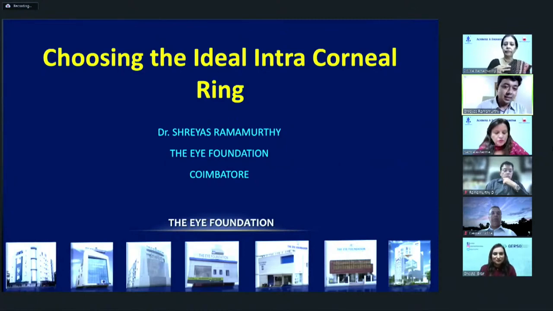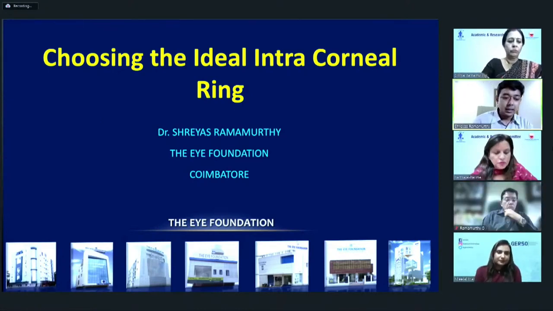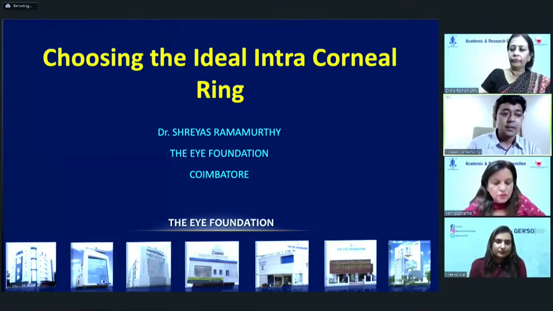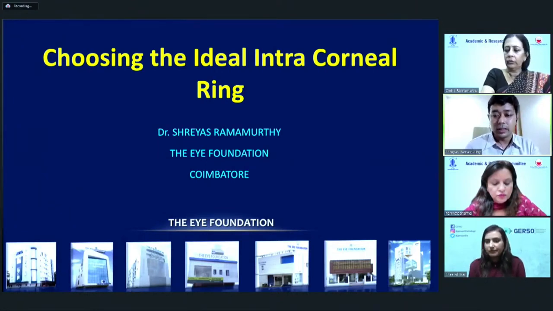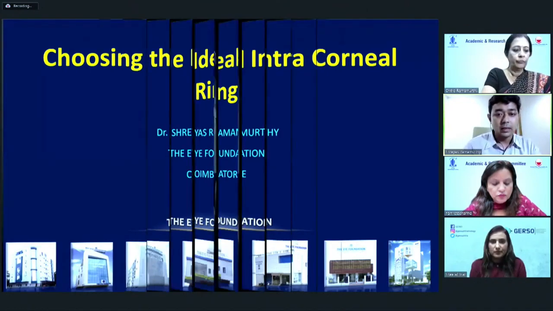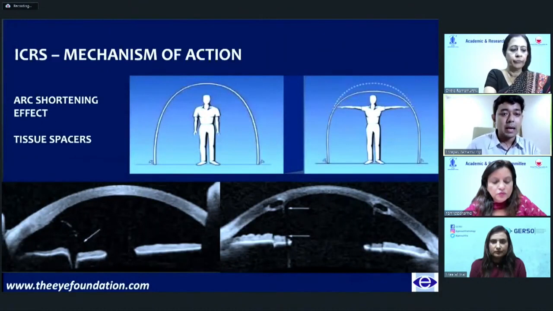So today I'm going to be quickly talking about choosing the ideal intracorneal ring segment. I think a lot of us have been using the intracorneal ring segment for a number of years now. But with the advent of various protocols and topo-guided treatments, where does INTACS fit into today's treatment is also something I'd like to cover. Before that, I'll talk about how INTACS works and the planning which goes into choosing the ring.